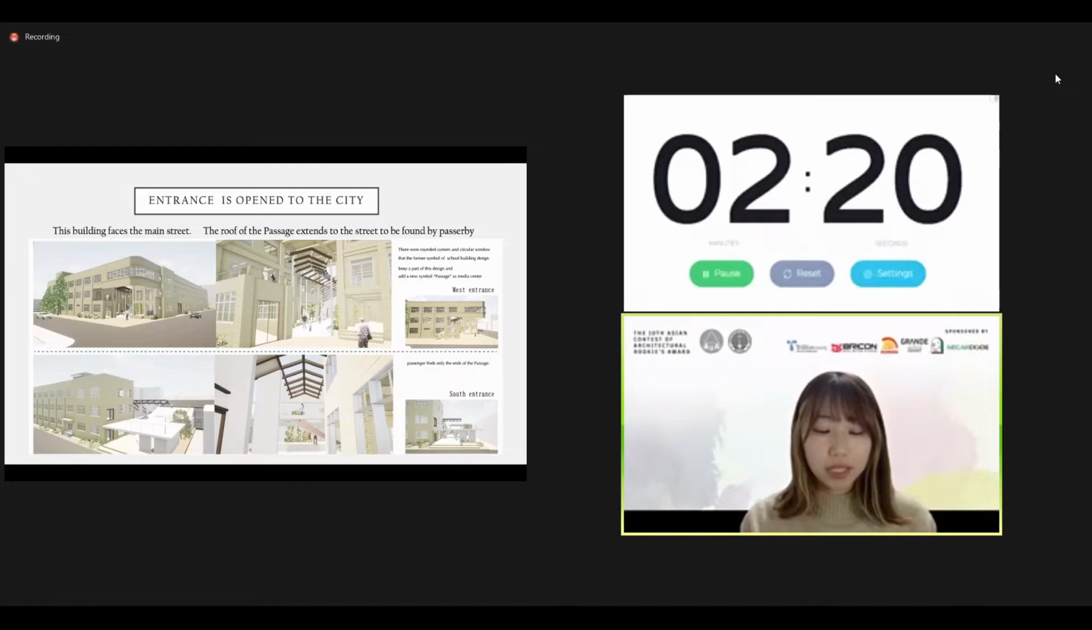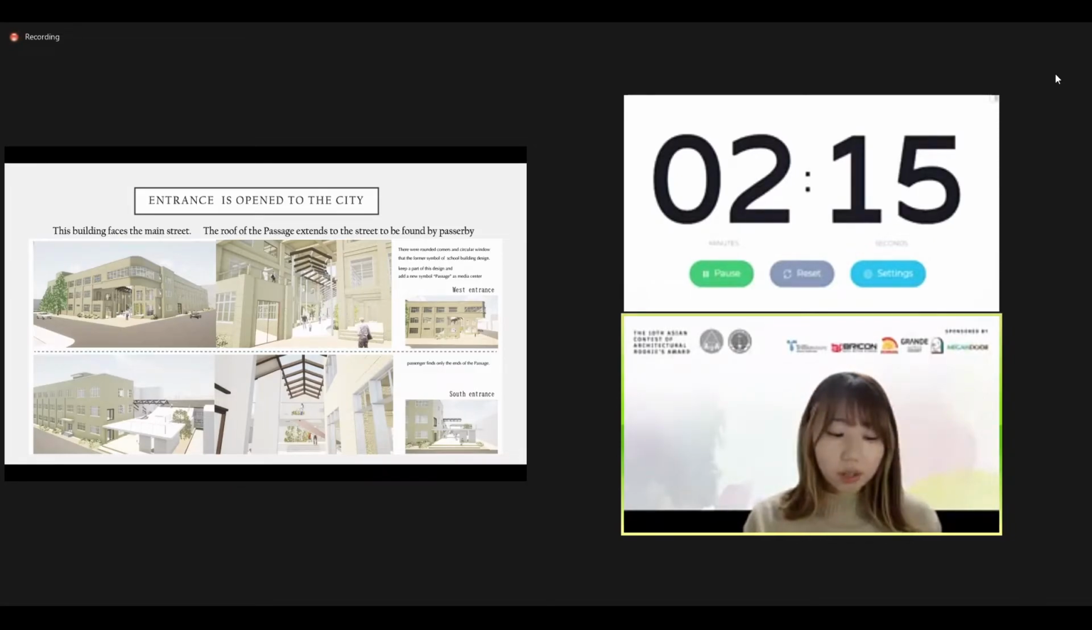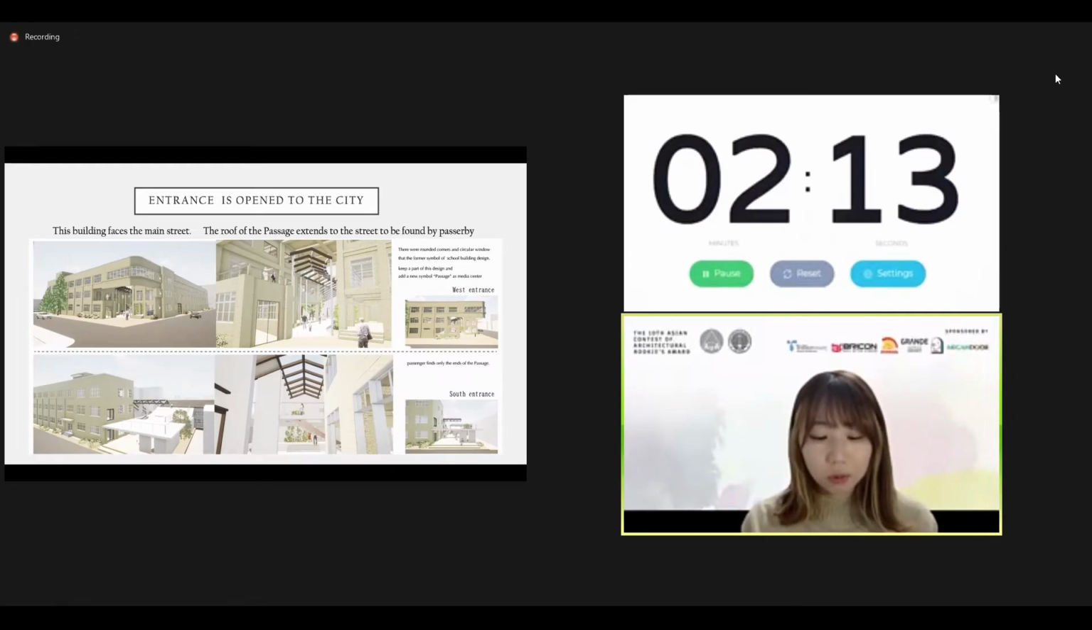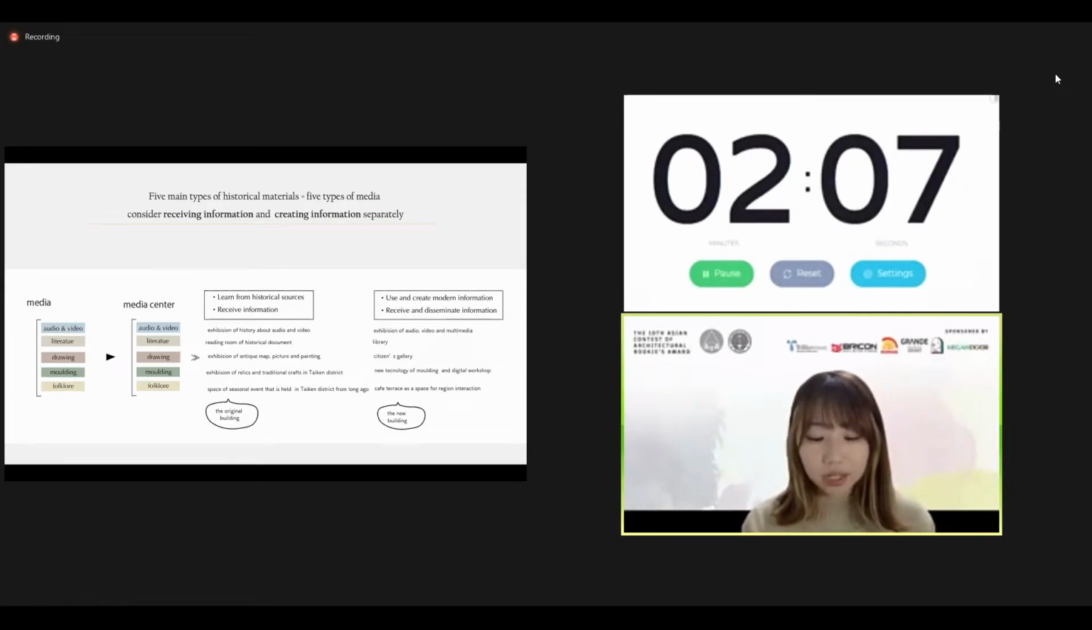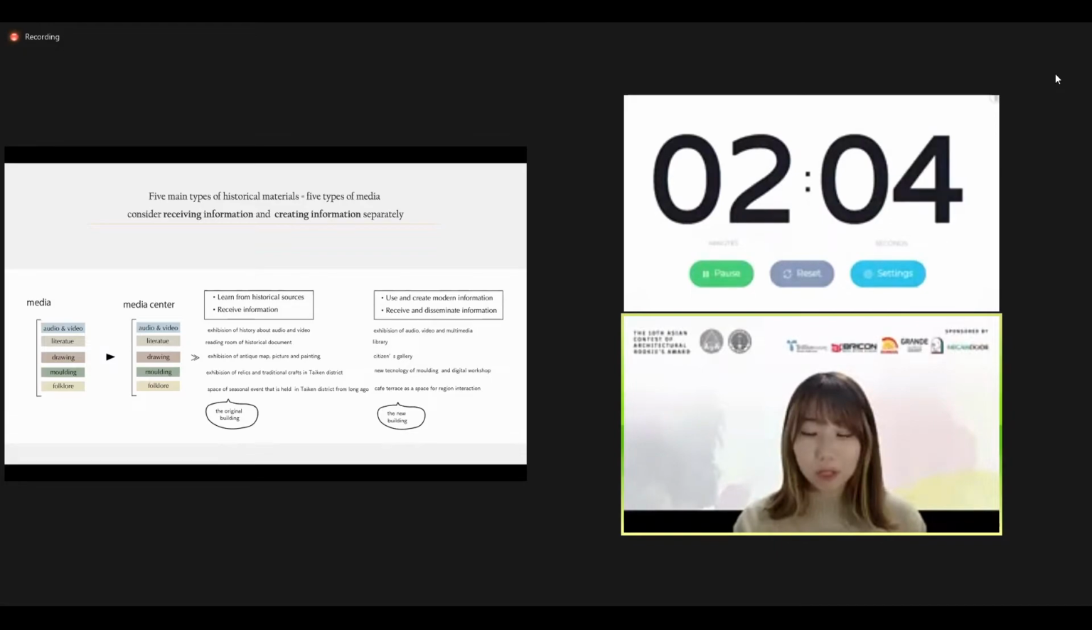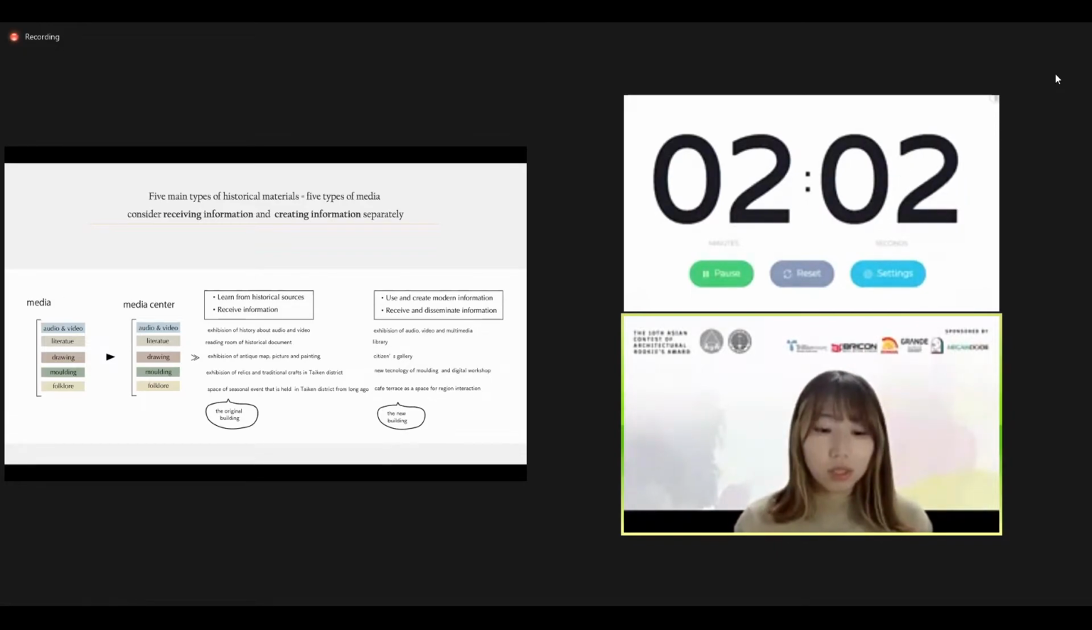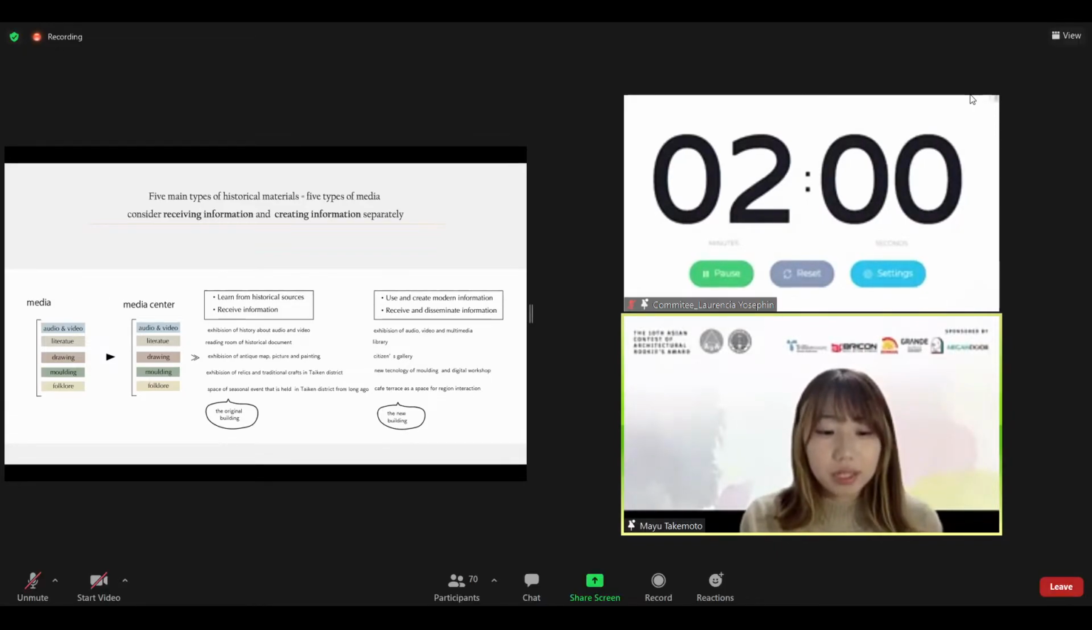This building faces the main street. The roof of the passage extends to the street. When passersby find it, they will want to go down this passage street. There are 5 main types of historical materials, so I think there are 5 types of media. In the same way, the media center should be composed of 5 fields of media.